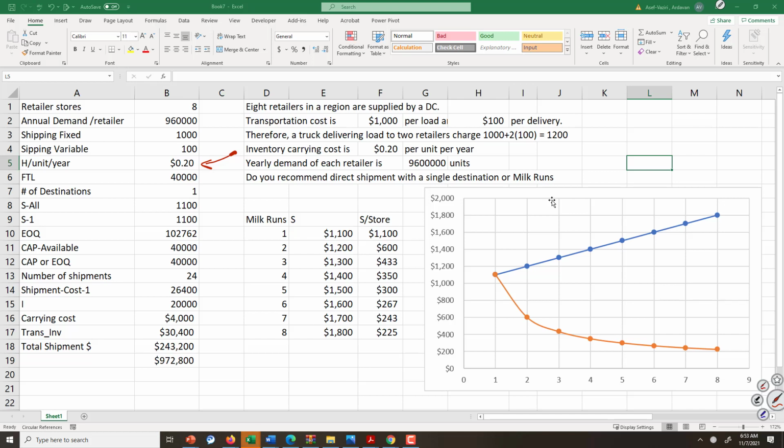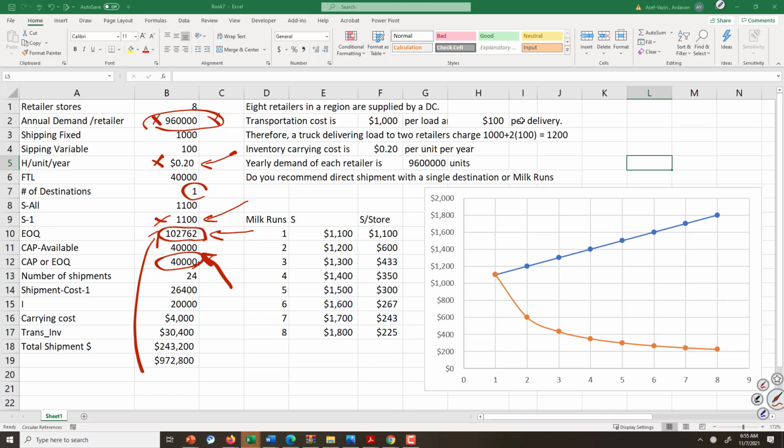Let's consider the case of 1 shipment. This is the shipment cost. So we have shipment cost, which is fixed cost, and we have carrying cost per unit of product, and the demand of each of the retailers is the same, and it is this much. Therefore, I can simply put it into EOQ and compute EOQ. And in this situation, EOQ comes up 102,000 units, which is far more than the capacity of the truck. And we don't have a truck with this capacity. Therefore, what we can deliver is 40,000.